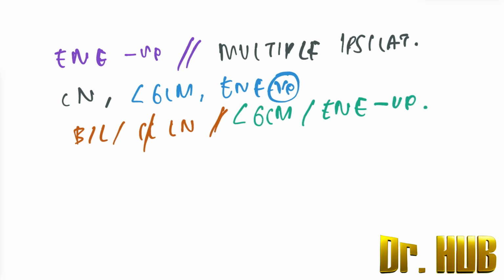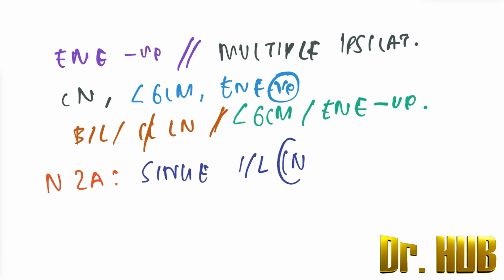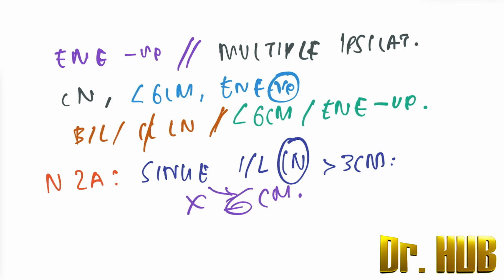Then we move on to the N2A. In terms of N2A, it is a single ipsilateral lymph node. It is greater than 3 centimeters, but not greater than 6 centimeters, and it is ENE negative. ENE, as we know, is the extranodal extension.